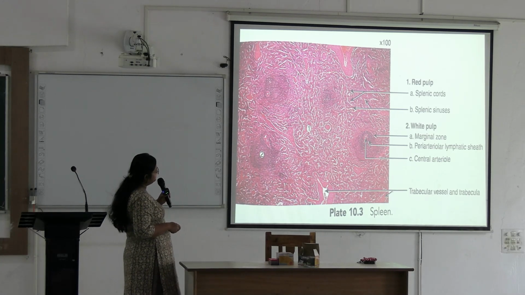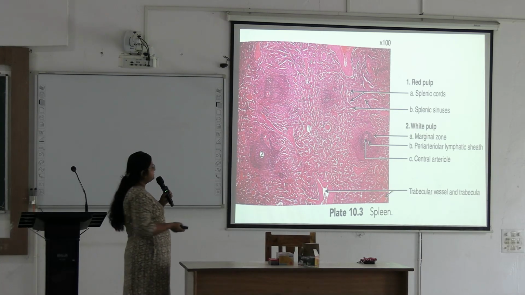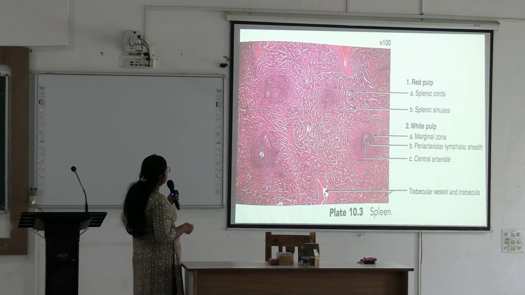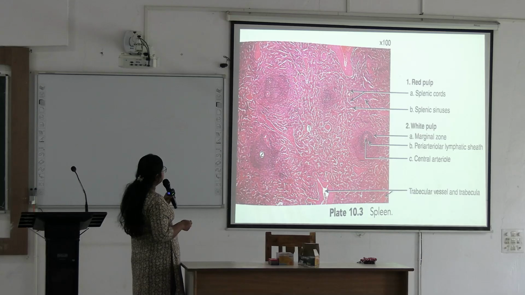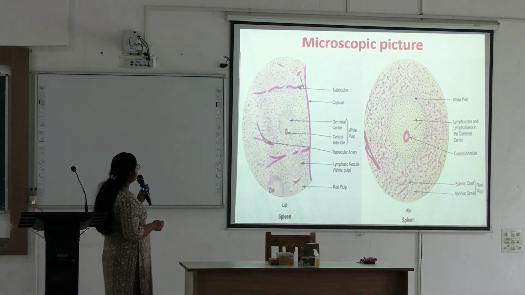Periarteriolar lymphatic sheath is formed of T cells in the center, B cells in the middle, and antigen presenting cells outside. And this is one trabecular vessel shown within the trabecula. Here also you can see a section of vessels. This is the microscopic picture: splenic capsule. This is the trabeculae, with the trabecular vessels within. This is white pulp. Here a germinal center is present.